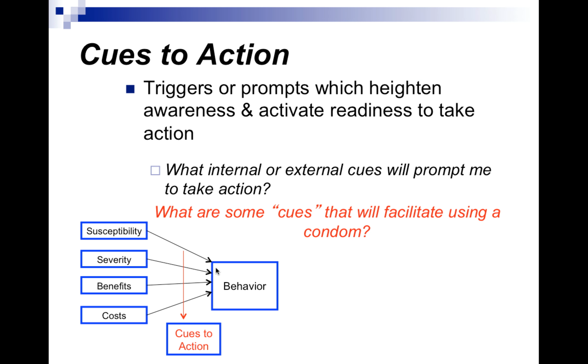Another aspect of the health belief model is cues to action. Cues to action are internal or external prompts that heighten awareness and activate readiness to take action. Some examples of cues to action include wearing an awareness bracelet that reminds you to have safe sex, having informative posters in a bar or restaurant, or bar restroom, seeing TV ads or PSAs about safe sex, having access to condoms, such as machines for condoms at bars, keeping condoms in your wallet, having a friend be diagnosed with an STD, or hearing about celebrities who have died from AIDS or other STDs.